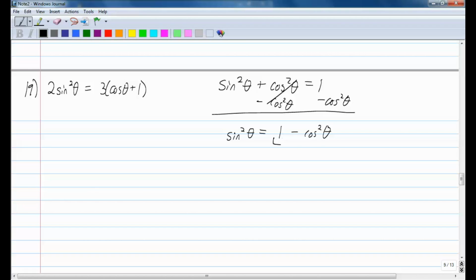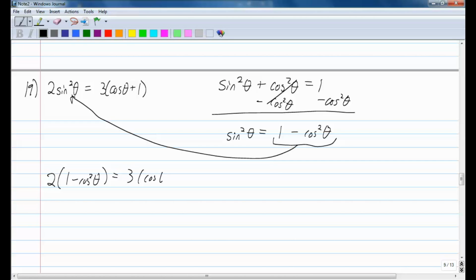And so what I can do now is I can take that 1 minus cosine squared and plug it in parentheses for sine squared. So now my equation becomes 2 times 1 minus cosine squared theta equals 3 times cosine theta plus 1. So let's multiply everything out. I would have 2 minus 2 cosine squared theta equals 3 cosine theta plus 3.